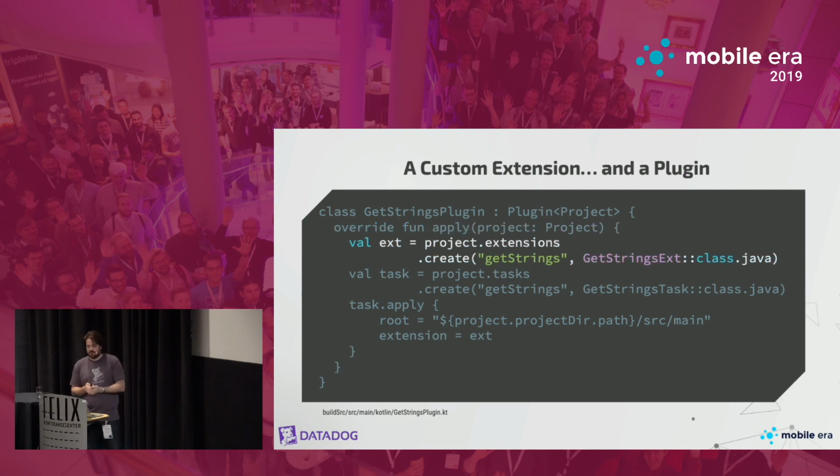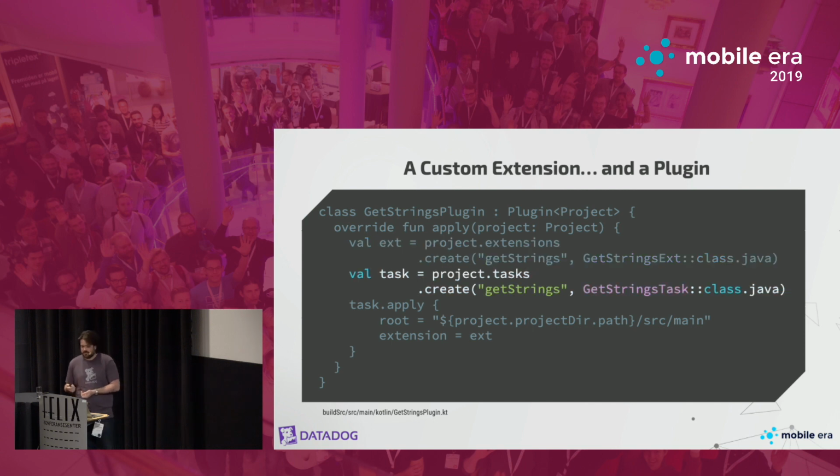And on this, the first thing we're going to do is going to say, okay, we're going to create a new extension. So this is the name of my extension. So I just picked get strings. This is going to be the implementation of my extension. And just doing that, it's going to add this extension. So you know you can use it in your build script when you apply the plugin. And I just keep the instance here.